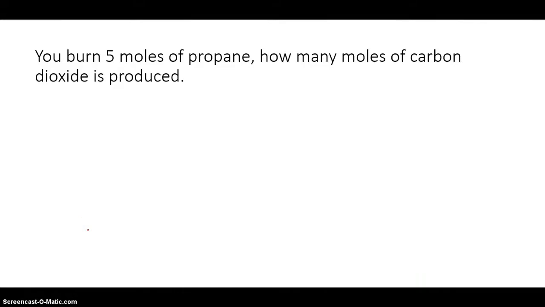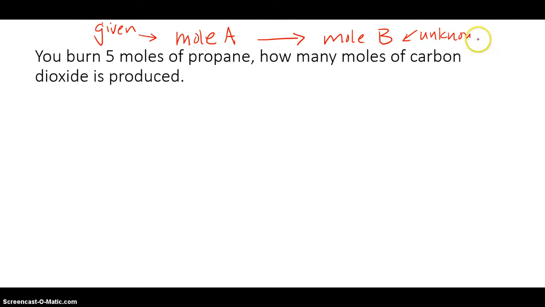This lesson is going to work you through stoichiometry problems where you are converting moles of a certain substance and predicting how many moles of another substance you're going to either need or get. So we call these mole-to-mole stoichiometry problems because you're given moles of a certain substance A, let's say that is your given, and you're asked to find the moles of something else, which we call substance B. This is your unknown.